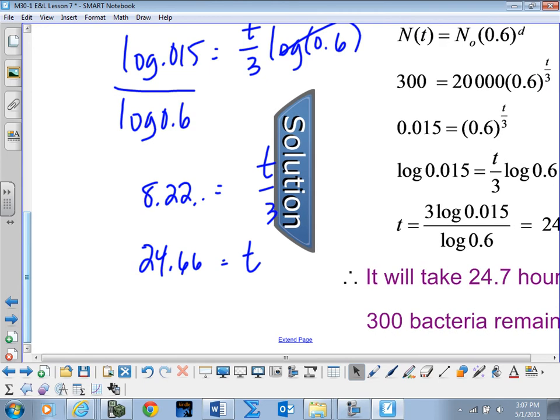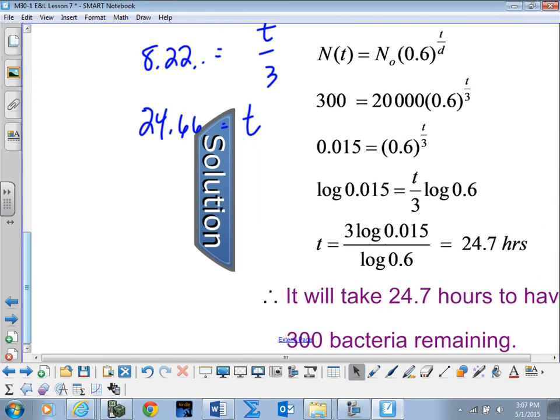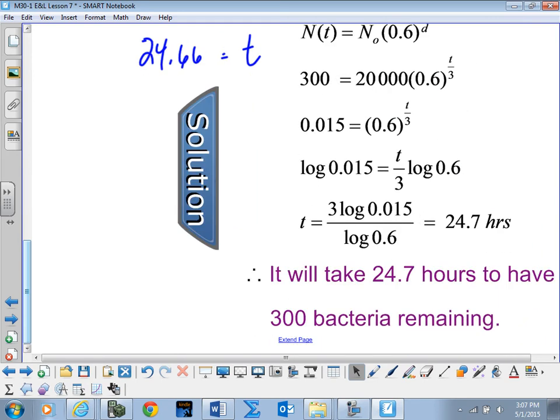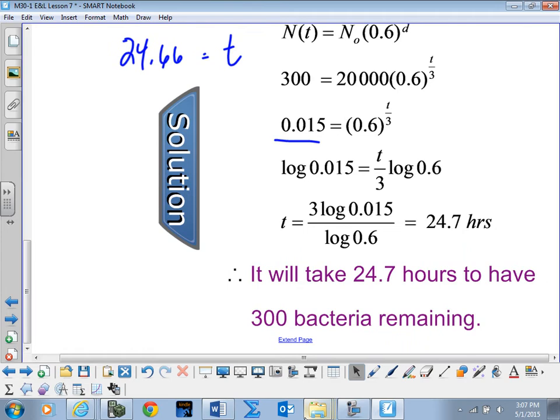So 24.7, it's been rounded to 1 decimal place. I'll move this so you can see the whole solution. And yes, this method is the same as what I did. I divided by 20,000 and then put in the log on each side. So these word problems should always be finished with a sentence and with the appropriate units of measure, hours.